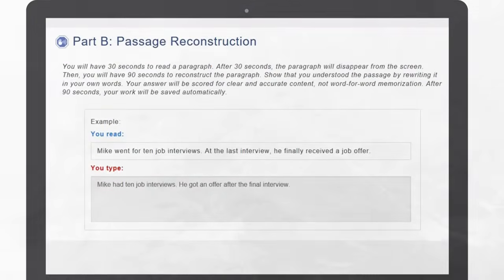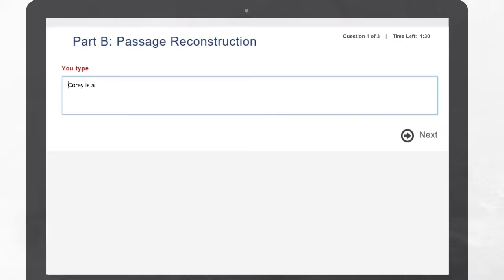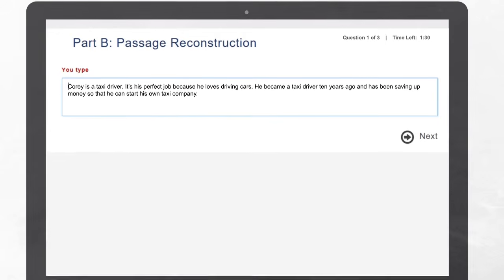Passage reconstruction. In Part B, you will have 30 seconds to read and understand a short passage that is either a short story or email about a common situation in the workplace. The passage will disappear from the screen, and you will have 90 seconds to summarize the key points, characters, and outcomes of the passage. There are 3 questions in this section.